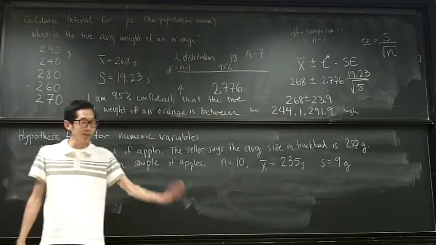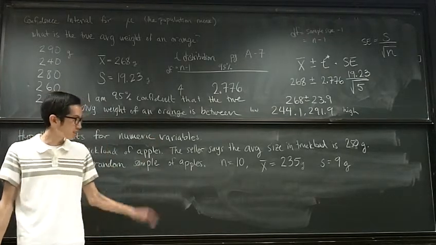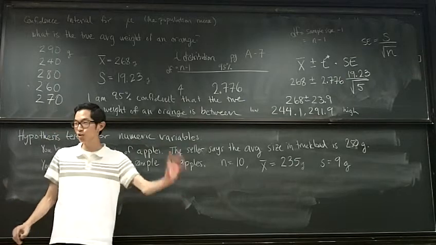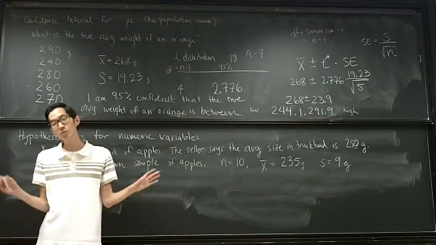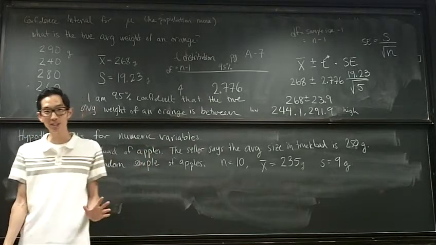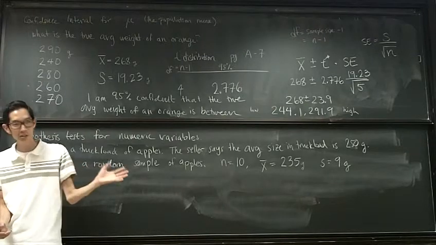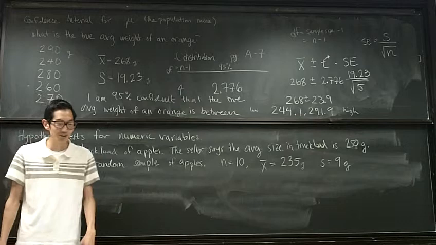And then the seller says, hey, hang on a second, don't be accusing me of anything, all right? The average is 250 grams. So when you just took your random sample of 10 apples, you just got unlucky and you just happened to pick 10 small apples, okay? That's what he's saying. So do you believe him? Or do you say, no, I got 235 grams here, and that's too small?